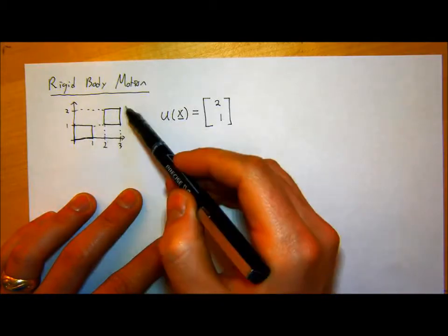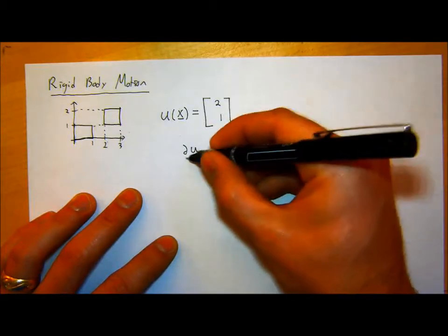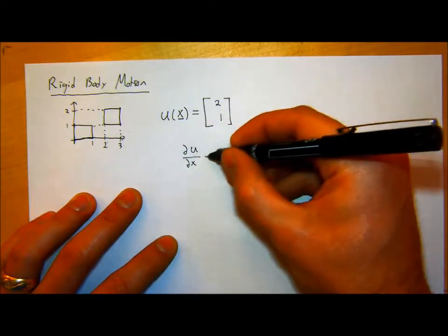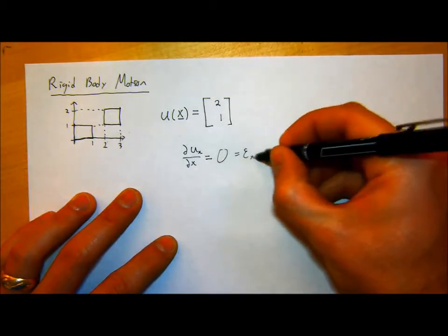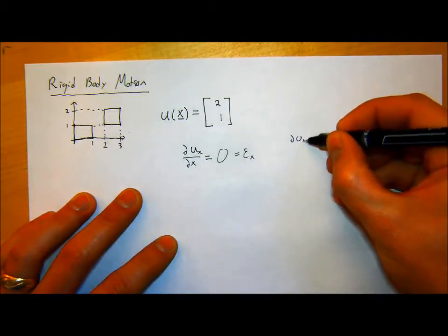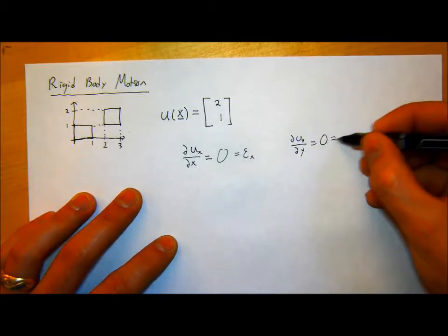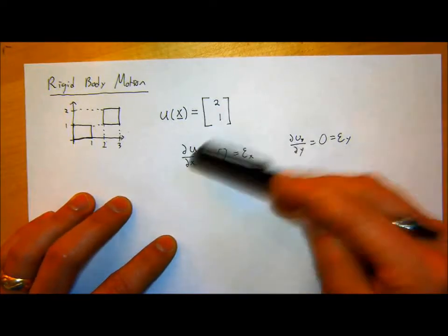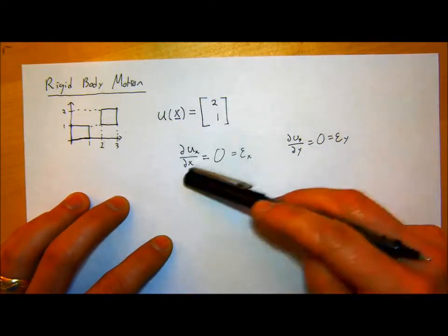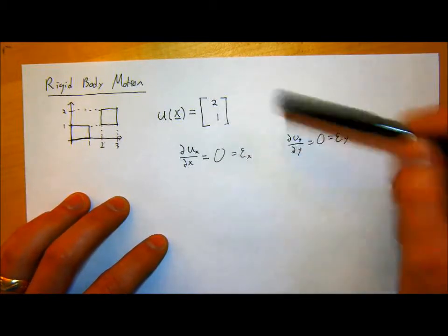So I can now, using that same relation, du_x/dx is equal to 0 for epsilon x, du_y/dy is equal to 0 for epsilon y. So this is kind of a nice check. By taking the derivatives of this u here, I can say that that's my epsilon x. So far this idea of taking derivatives of my u has worked reasonably well.